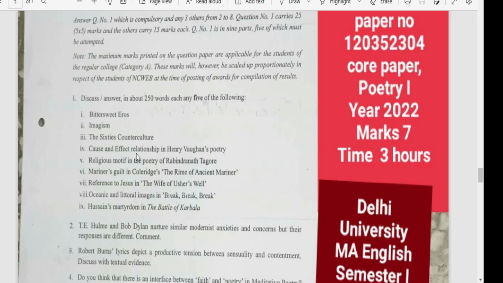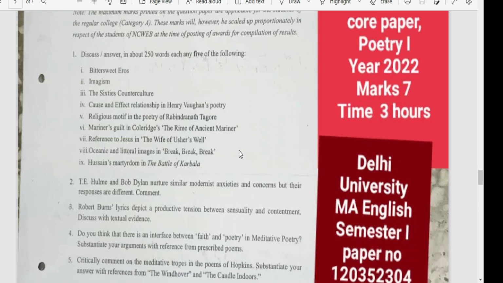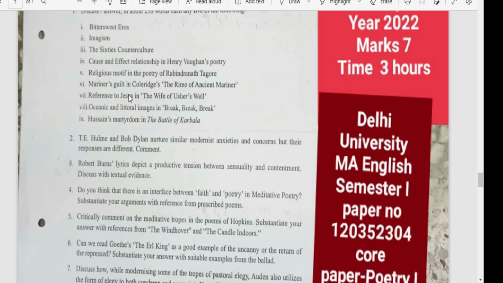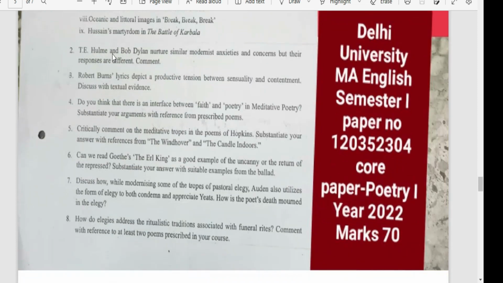So I'm reading this paper again. Bittersweet Eros, Imagism, the 60s counterculture, cause and effect relationship in Henry Vaughan's poetry, religious motif in the poetry of Rabindranath Tagore, the Mariner's guilt in Coleridge's Rime of the Ancient Mariner, and reference to Jason, the wife of the usurer's well, ocean and littoral imagery in Blake, Hussein's martyrdom in the Battle of Karbala.